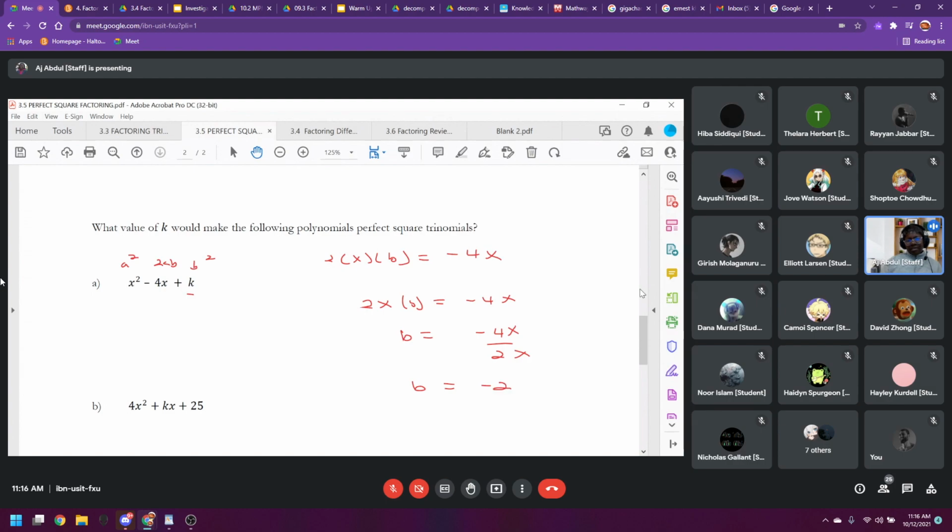So that means my k must be b squared. So my k must be positive 4 for this to be a perfect square trinomial: x squared minus 4x plus 4. So k equals 4. It's just an exercise to help us think about perfect square trinomials, what they are, and how I recognize that middle term.